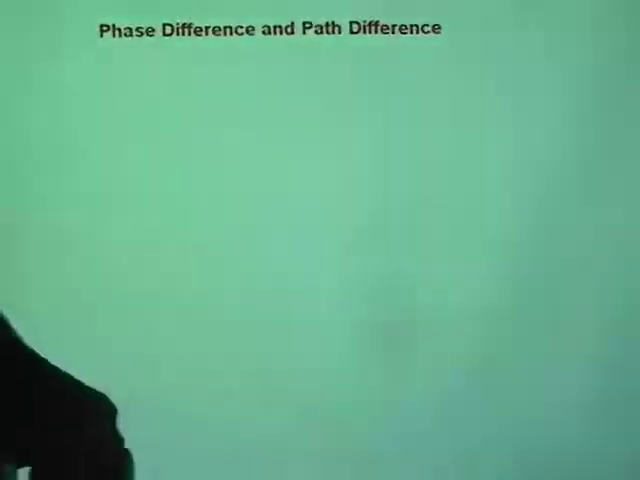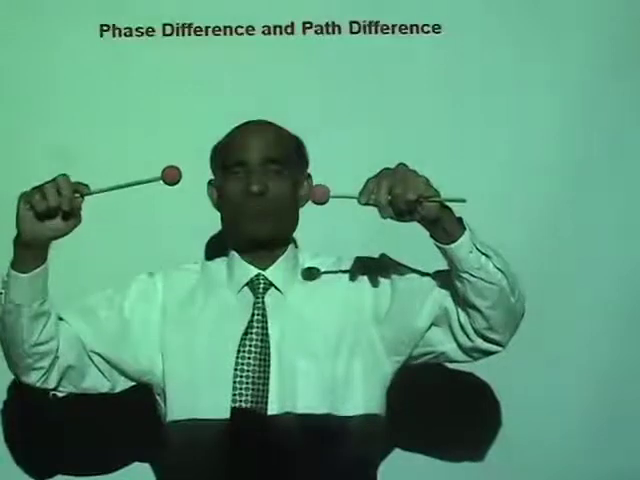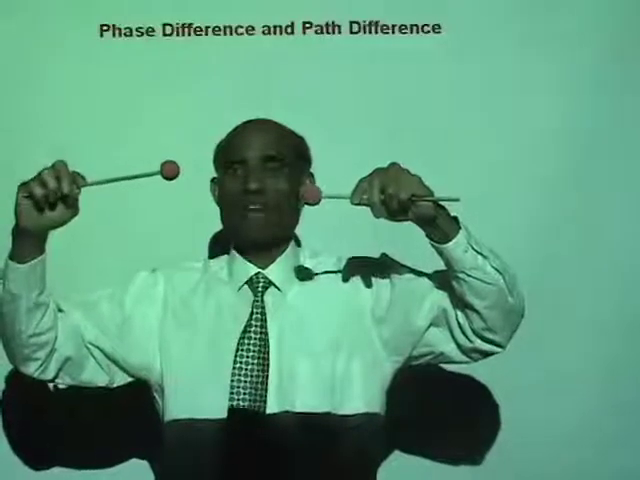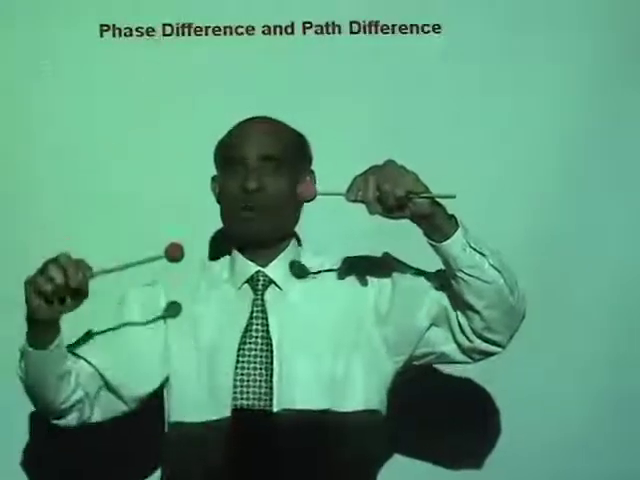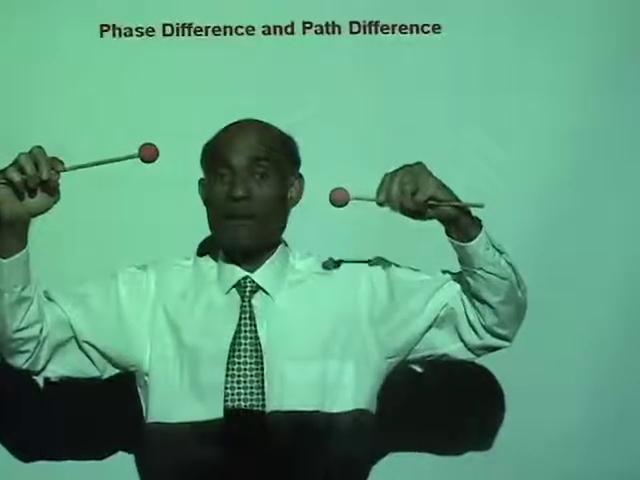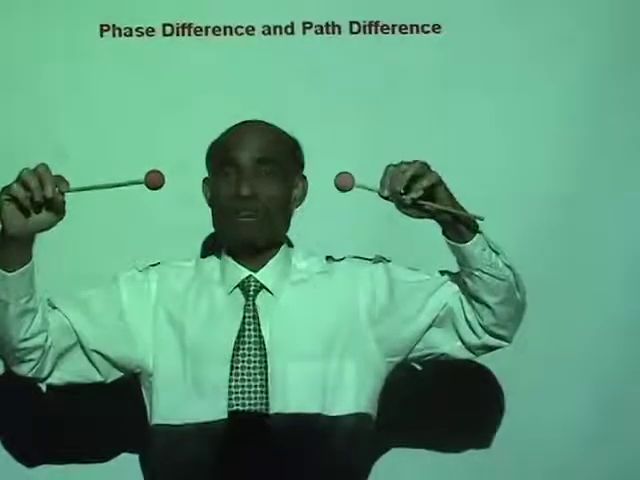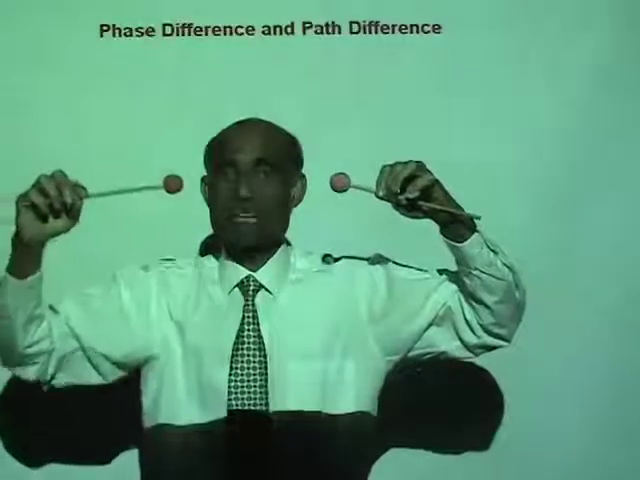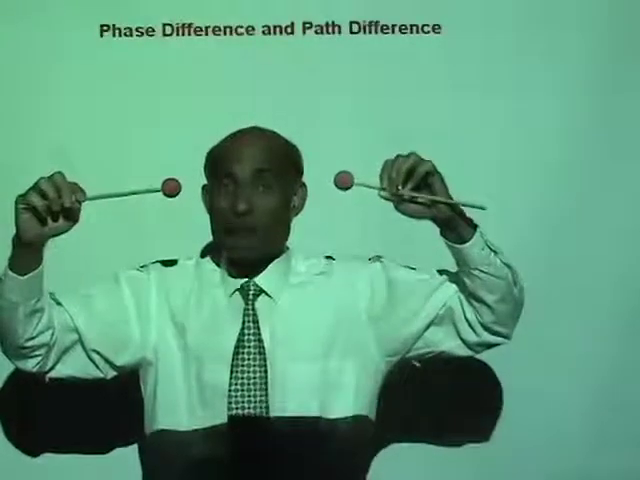If by the time one particle completes one vibration, the particle on the left completes one vibration, the energy just reaches the particle on my other hand. Now tell me, what is the phase difference between these two particles? Particle 1 has completed one vibration. Particle 2 and particle 1 are now beginning together. I can say the phase difference is 2 pi.